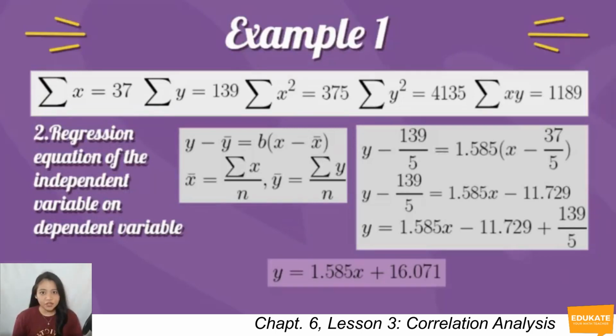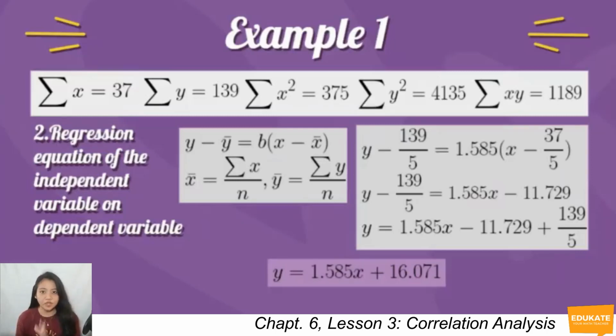and then list all your summations. Summation of x, summation of y. Y mo, that's going to be summation of y, which is 139 divided by 5 equals, yung slope na kinompute mo kanina, that's equals to 1.585 multiplied to x minus summation of x, that's 37 divided by n, 5. After that, copy your left-hand side.